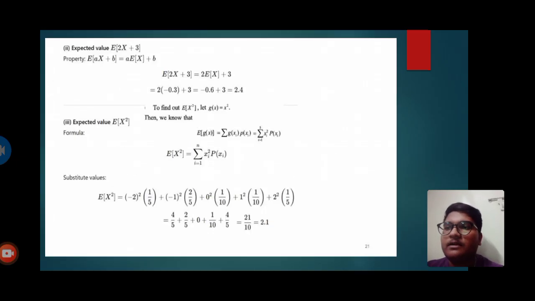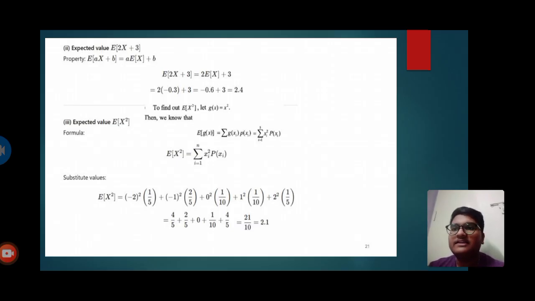Next, the expected value E of 2x plus 3. As we know, the property: expectation of ax plus b is equal to a into expectation of x plus b. Here we use the same property. For the expectation of 2x plus 3, as we compare with the property, the value of a is 2 and the value of b is 3. So 2 into expectation of x plus 3, similar to a into expectation of x plus b.